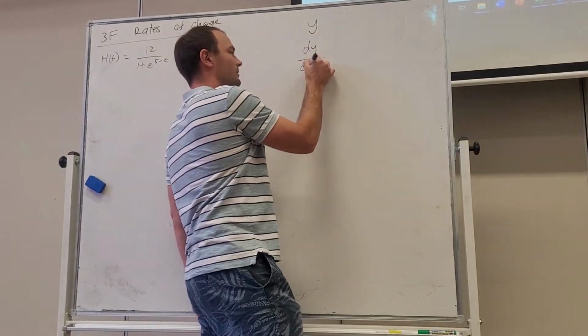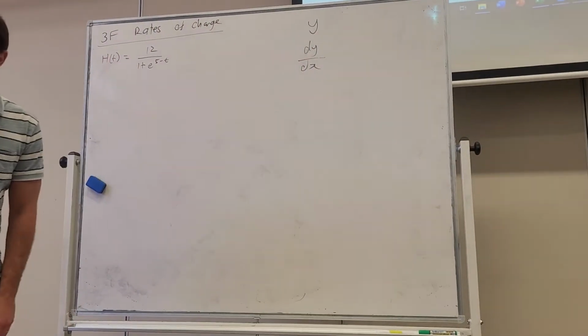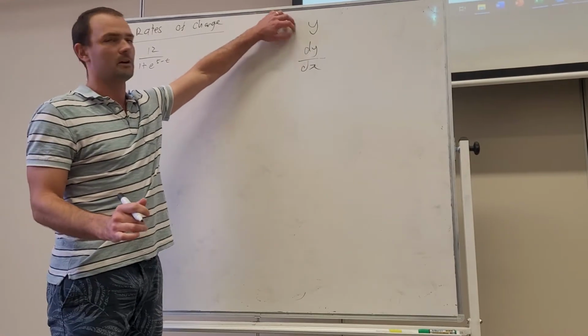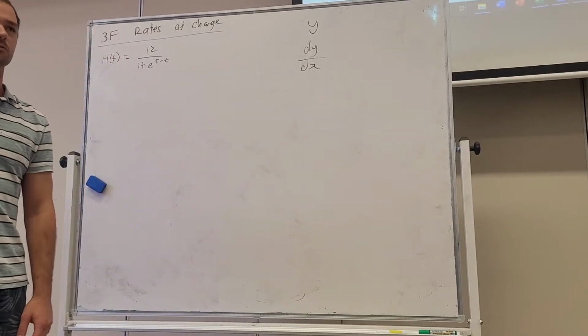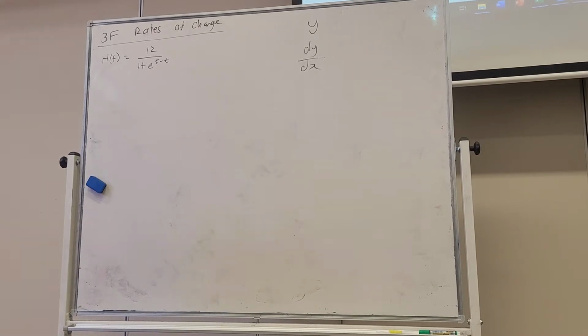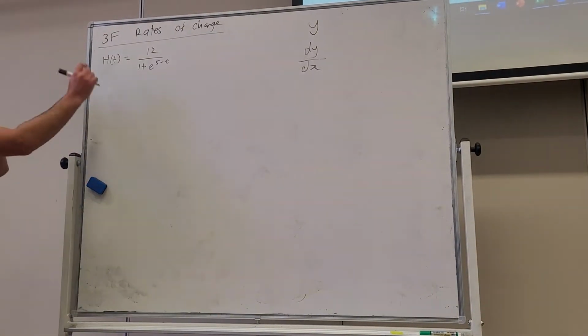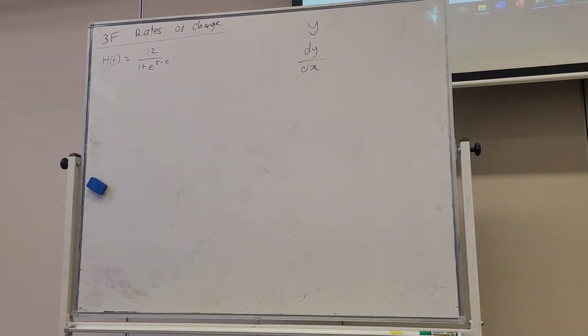dy and dx is going to be the derivative. That means it's the rate of change of this function. And so here we have our first real life application of calculus. This is the function we're given to begin with. This is the height of a tree.